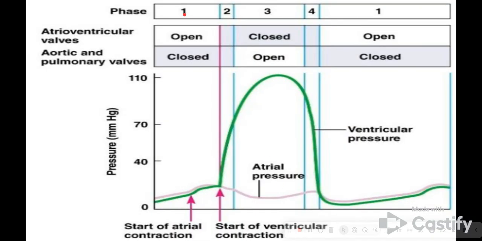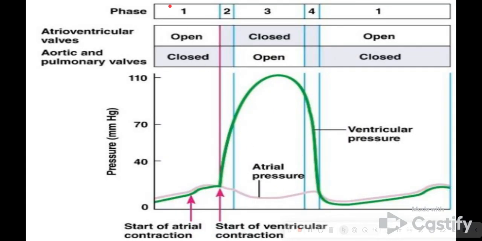Phase 1 and Phase 4 are both forms of diastole, meaning we are in ventricular relaxation. Phase 2 and Phase 3 are both systole, meaning our ventricles are contracting.